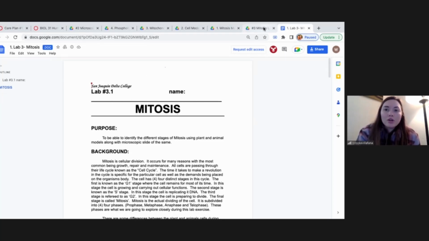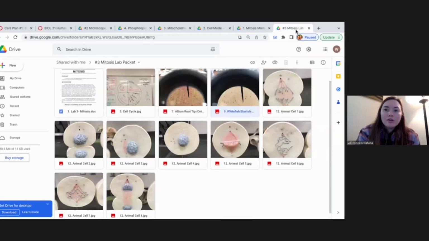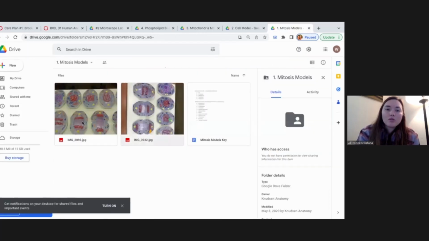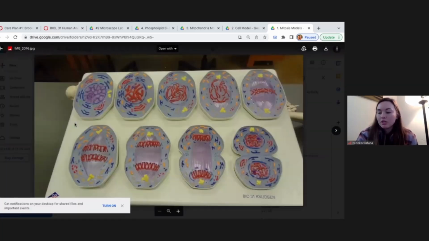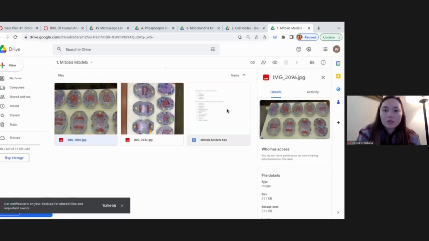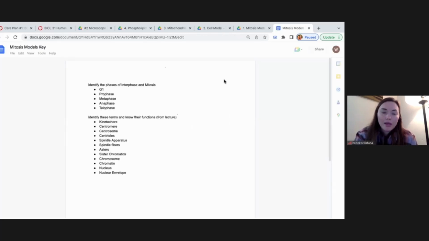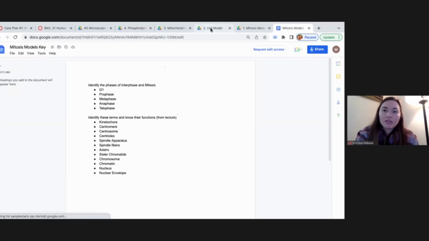All right, so let's do the mitosis models. Does that sound good to everybody? These will be on your lab exam. We will be testing you on these on your lab exam. So remember, get out your key. You can pull it up on your computer if you're in the lab. And this key will tell you what you need to identify. It's the same for every model.